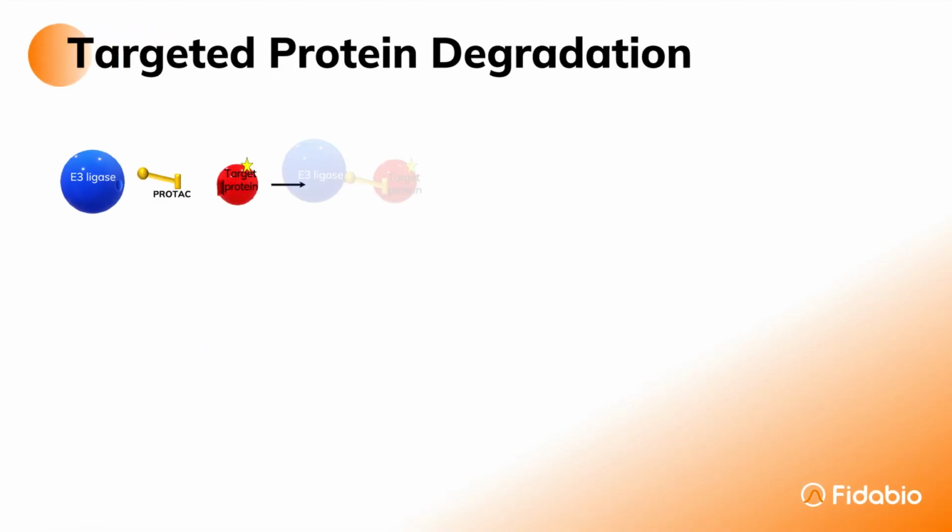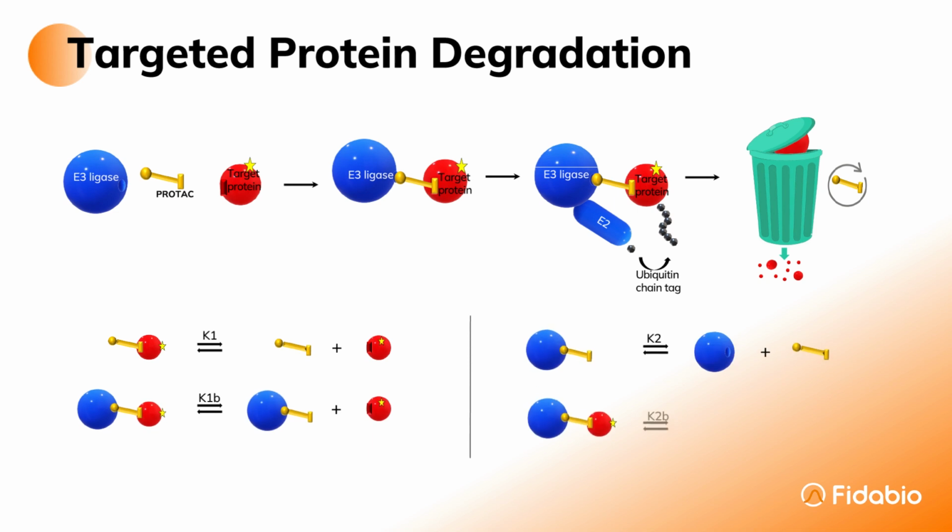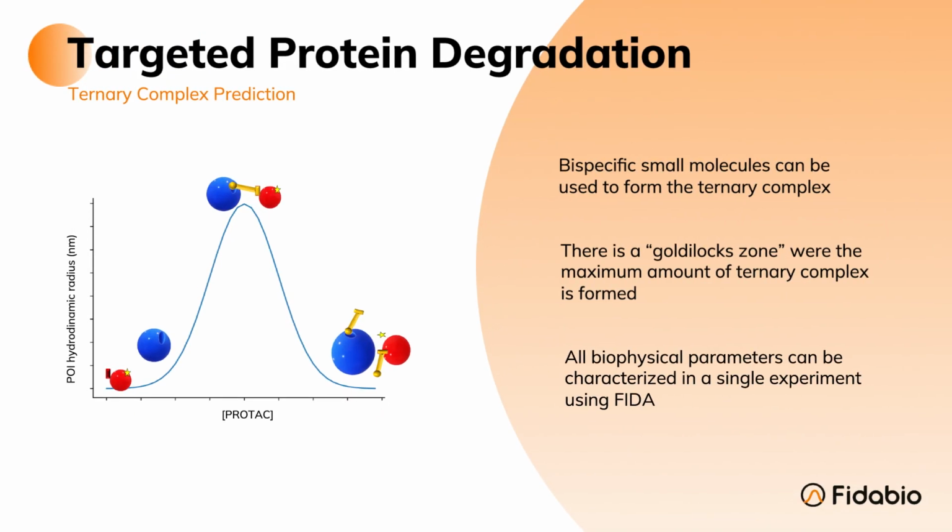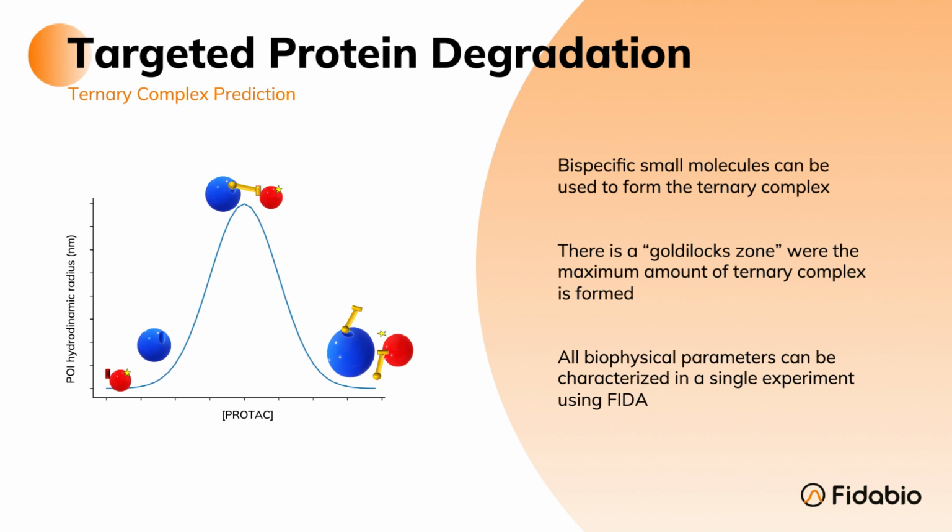In targeted protein degradation, the goal is to use a small molecule to facilitate the formation of a ternary complex between a target protein and the ubiquitin E3 ligase. This causes the target protein to be ubiquitinated and subsequently degraded by the proteasomal pathway. One way of achieving this is to use bispecific molecules. Since the ternary complex formation is governed by two equilibrium constants and their cooperativity, there is a Goldilocks zone where the maximum amount of ternary complex is formed. All biophysical parameters relevant to this complex formation can be characterized by FIDA.